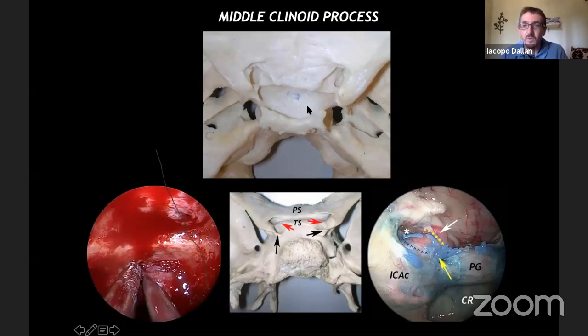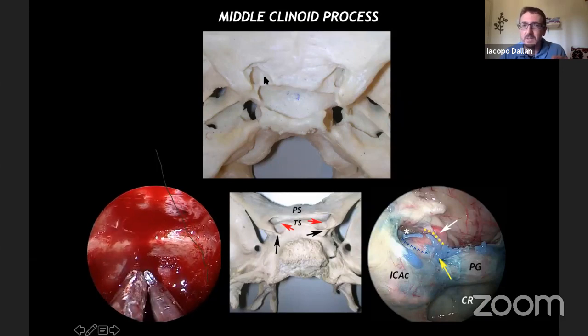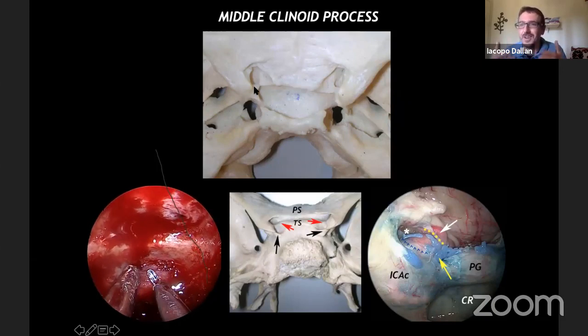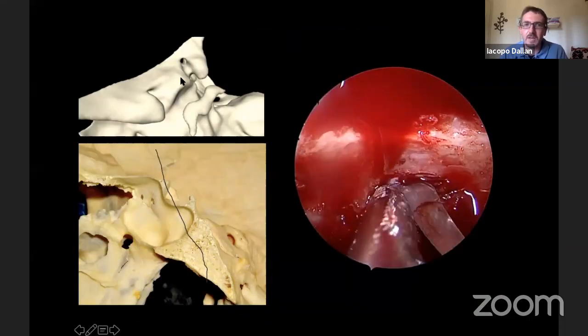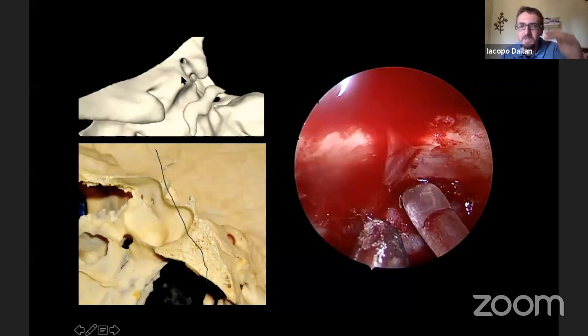And you should be aware in the CT scan that you are not facing a collar. That means a bony structure behind the ICA. So that means a very difficult story when you are dealing with that. And let's understand a little bit above. The tuberculum sellae is here.